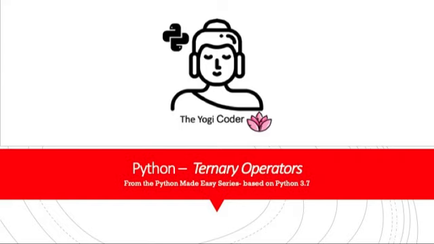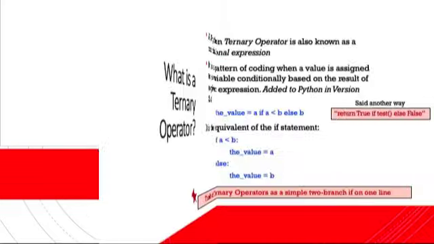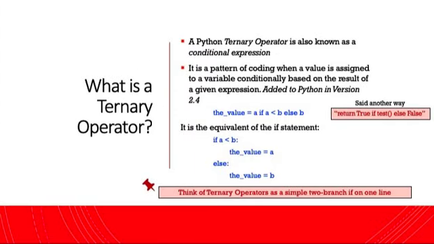Today we look at ternary operators. We'll see what they are, how they work, how to use them, and we'll see plenty of examples. A Python ternary operator is also known as a conditional expression. It's a pattern of coding where a value is assigned to a variable conditionally based on the result of a given expression. It was added to Python back in version 2.4.